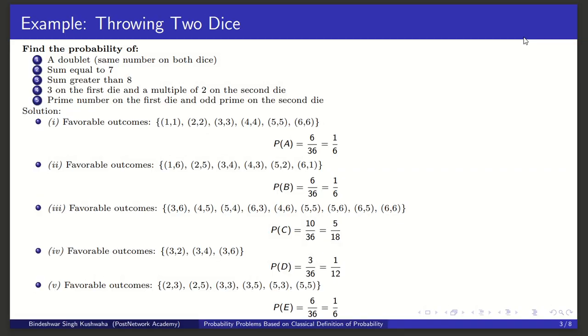Last one, prime number on the first die and odd prime on the second die. So you can see that 2 3, 2 5, 3 3, 3 5, 5 3, 5 5. Odd prime number is there and you can see that we have 6 favorable cases. So answer would be 1 upon 6.